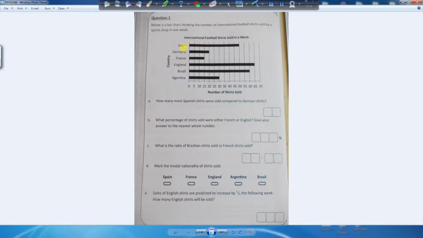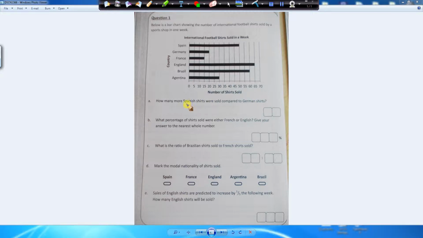So this is a horizontal bar chart. It doesn't go vertically, it goes horizontal. So we got a title, the y-axis is labeled as country, and the x-axis is our frequency. Normally it's the other way around. Number of shirts sold. So the first question is, how many more Spanish shirts were sold compared to German?